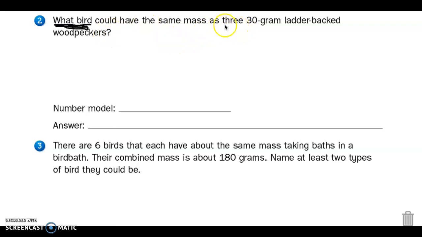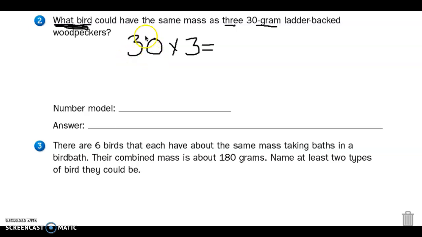So I know there's 3 birds, 30 grams, and I know they weigh 30 grams, ladder-backed woodpeckers. So I know there's 3 of them. Well, first of all, they equal 30. So this woodpecker equals 30, but there's not just one of them, there's 3 of them. So what is 30 times 3?